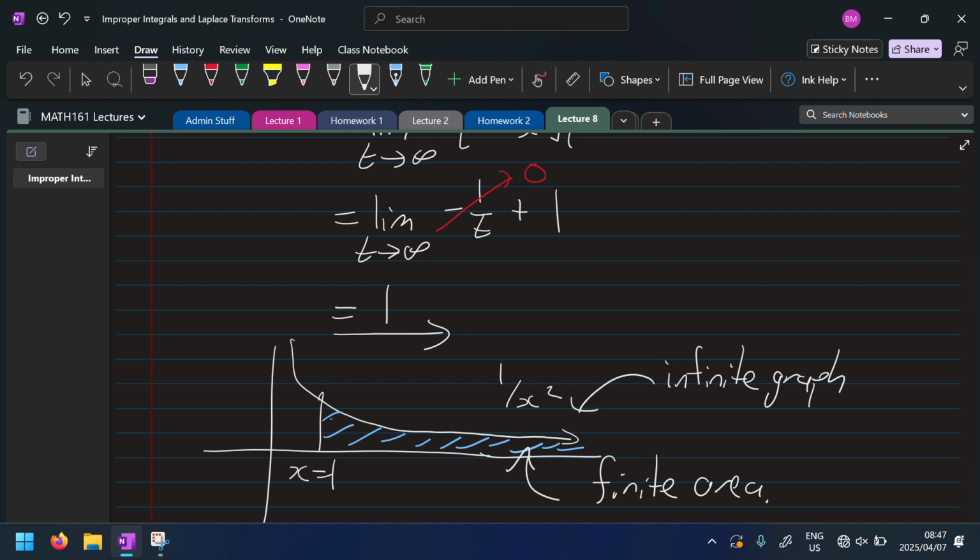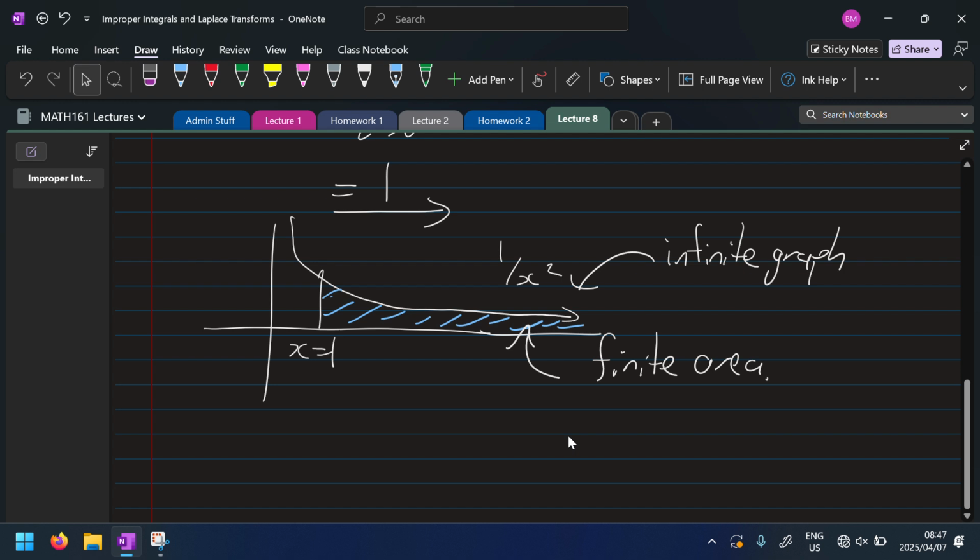Yeah, and we're going to see weird things like this later on, where we have 3D shapes with a finite volume and an infinite surface area, for example. We'll see that later when we do the volumes and surface areas. But for now, just keep this in mind. The graph can be infinite, but the area can still be finite.